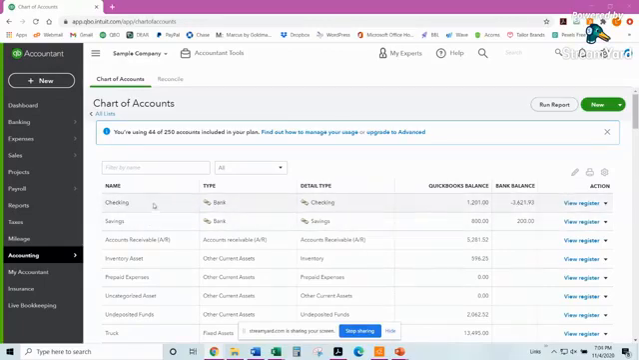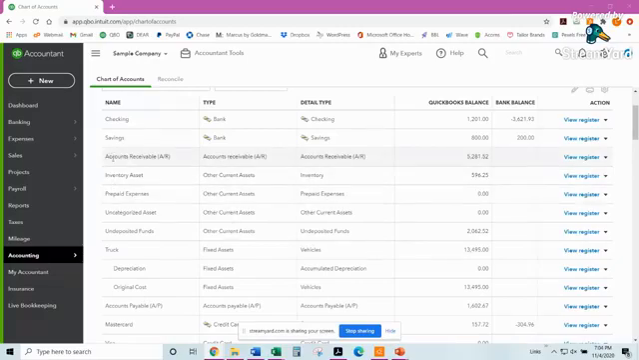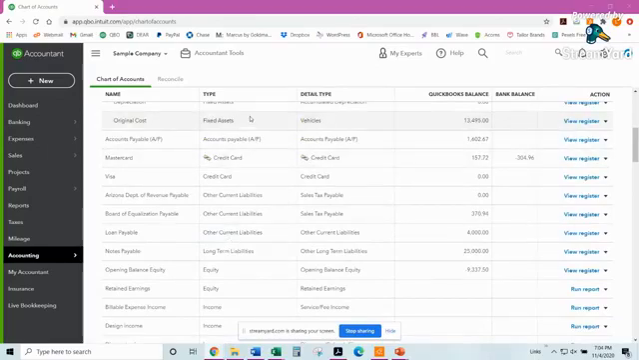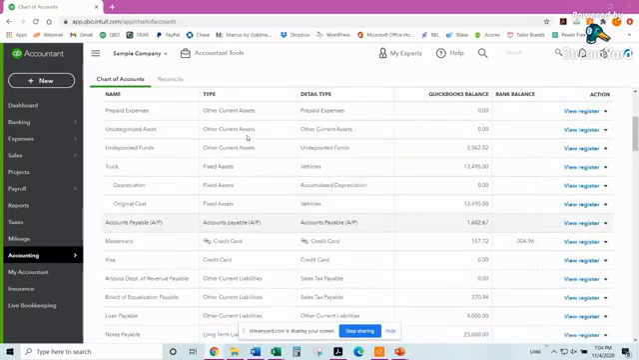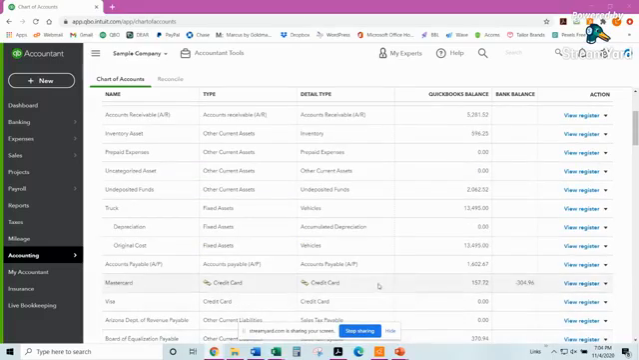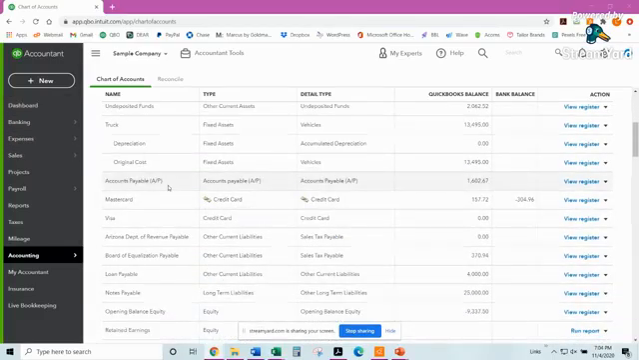So we've got your bank accounts. And again, you can have as many as you need. We've got your accounts receivable, which is what is owed to you by customers. We've got your current assets, your inventory, your prepaid expenses. We've got your fixed assets, the things that you own, the big things, your truck, your building, your land. We've got your accounts payable, which is what you owe others. We've got your credit cards.